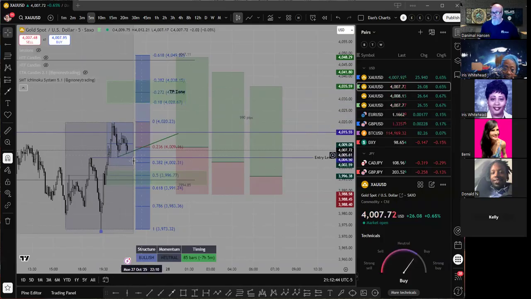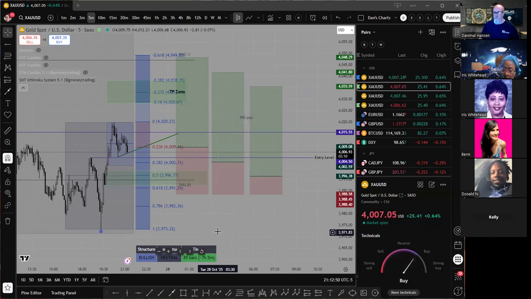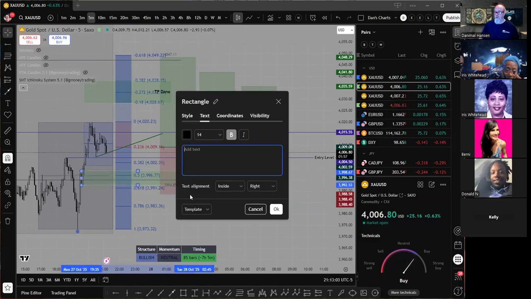It's already testing our 236 again, and hopefully it'll come down and test the 382. So this trade's kicked in. I'm cool with that. I'm happy with it. We're still above this little support area, and yet again we're still above the rally-based rally. And I like that 5-minute rally-based rally.